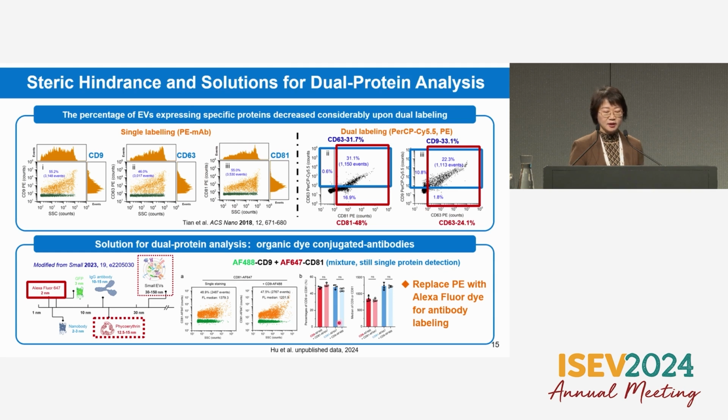But if we replace the phycoerythrin or those larger PerCP with, let's say, Alexa Fluor dyes, we can see that if you use two proteins labeling and each antibody you label with a different Alexa Fluor, because of the small size, the statistical hindrance can be negligible. So both the ratio and the median fluorescence are comparable with single labeling.